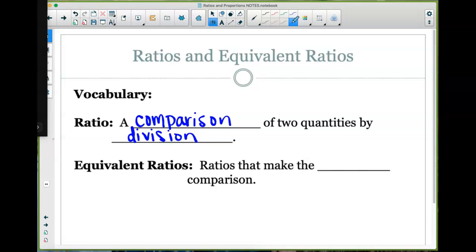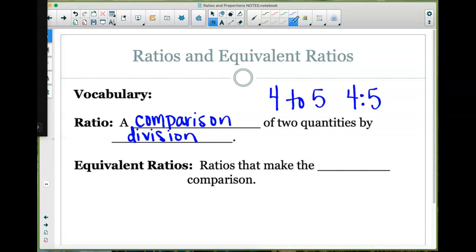Okay, and now when we say it's a comparison of two quantities by division, a ratio can be written in a few different ways. Sometimes if we're comparing things, like the number of boys to girls, maybe the ratio is 4 to 5. You could write it as 4 to 5, 4 girls to 5 boys. Or you could write it 4 colon 5. The ratio of girls to boys is 4 to 5. We still say it the same way.